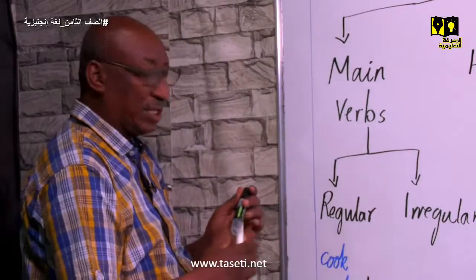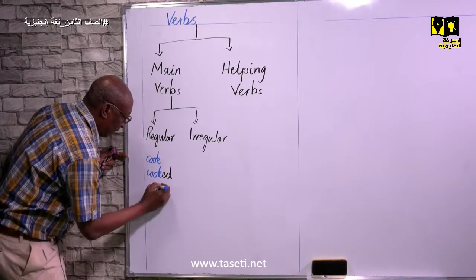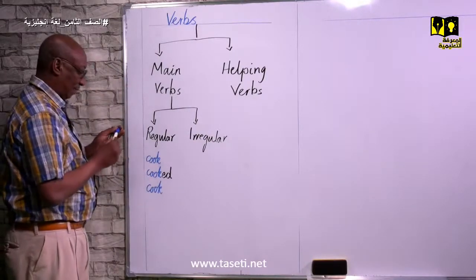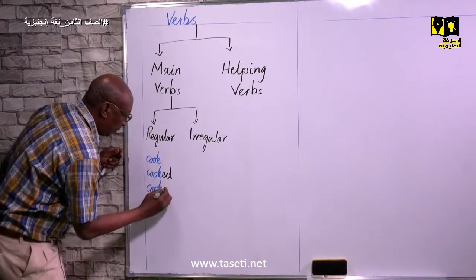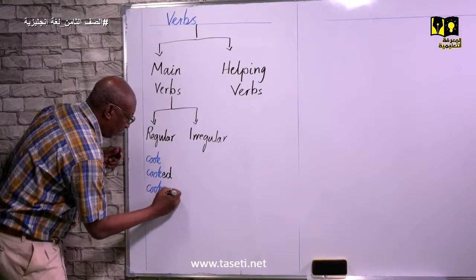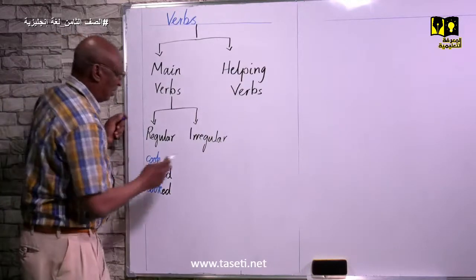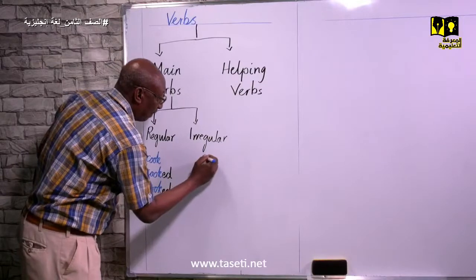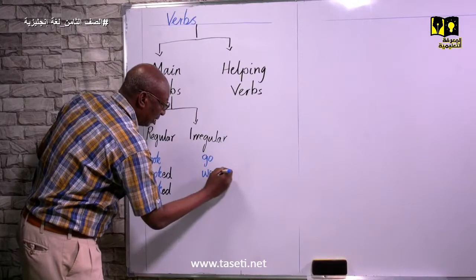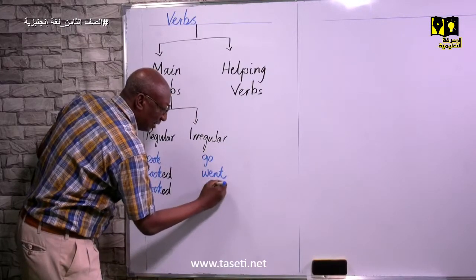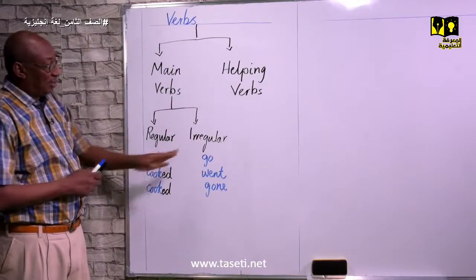Right? And its past participle also is cooked. And the irregular verbs, like what? Like go, for example. The past is went, and the past participle is gone. Right. These are the three forms of the irregular verb.